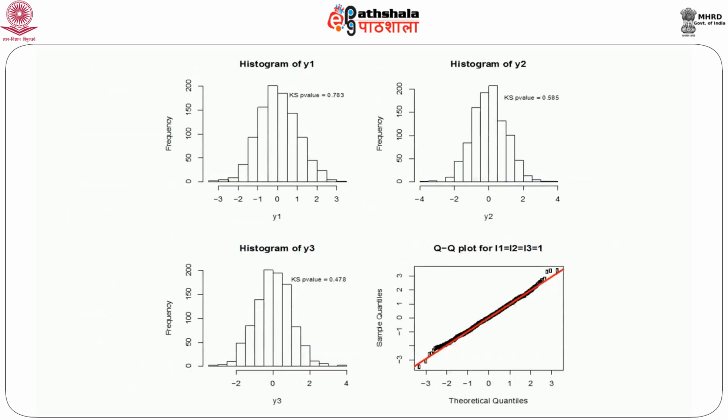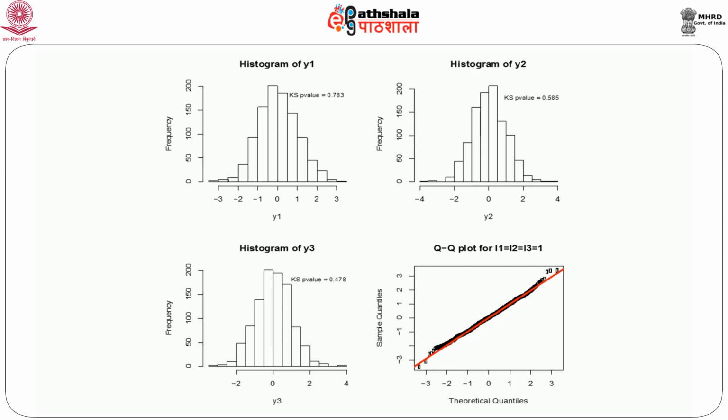Now, if we look at the histogram in the top left corner, which is the histogram of y1, this is pretty good. It is pretty close to the normal distribution, and the KS p value, meaning the Kolmogorov-Smirnov test, gives us a p value of 0.783. That means the null hypothesis, that y1 follows the standard normal distribution, is true. That is ensured by this p value based on the Kolmogorov-Smirnov test.